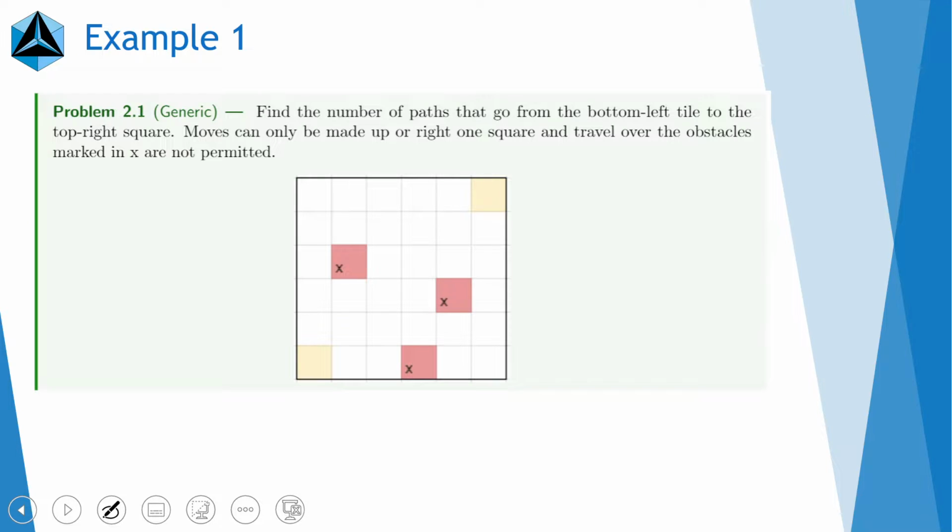It's a generic problem. Find the number of paths that go from the bottom left tile to the top right square. Moves can only be made up or right one square, and you cannot travel over the obstacles marked in X.